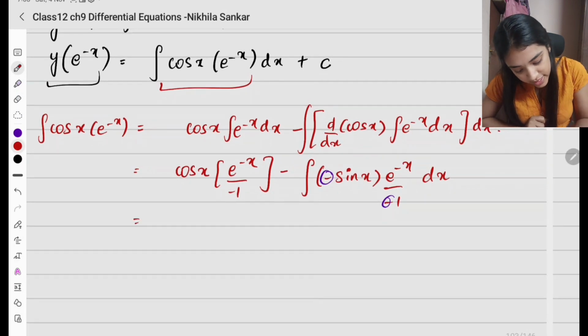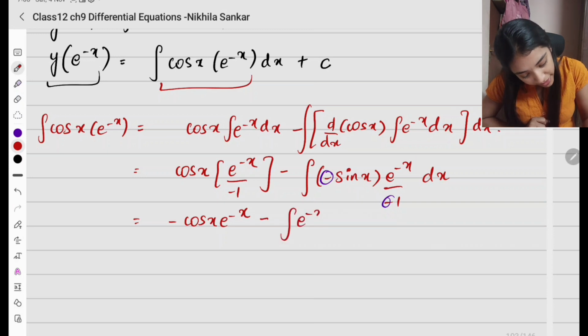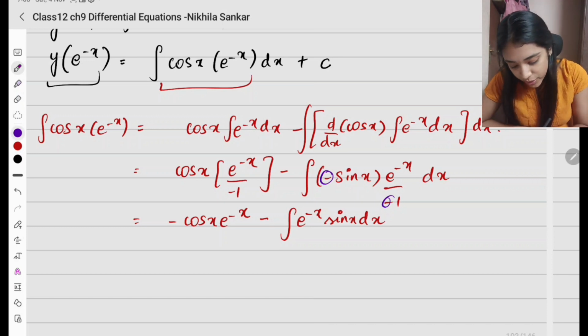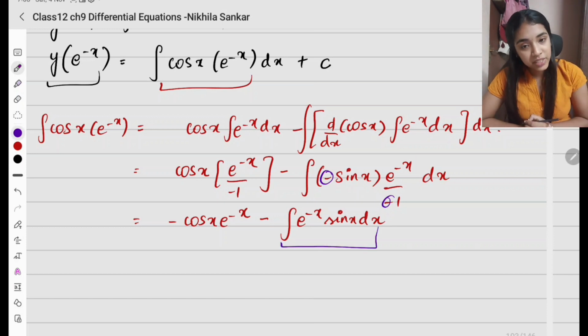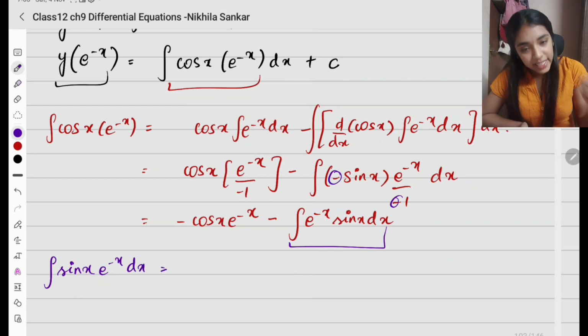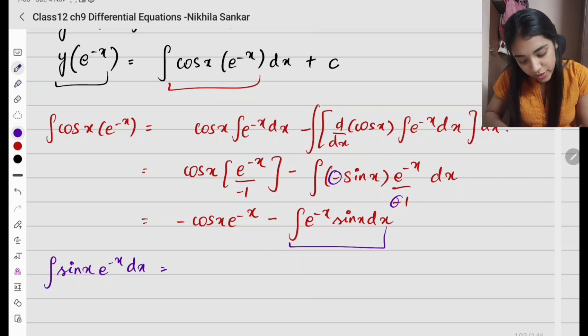I'm going to have this equal to minus cos x e to the minus x, minus the integral of e to the minus x sin x dx. Now I'm going to again integrate this particular term. This is similar to the earlier one. So how are we going to do it? The integration of sin x e to the minus x dx equals integration by parts again. So what am I going to have?